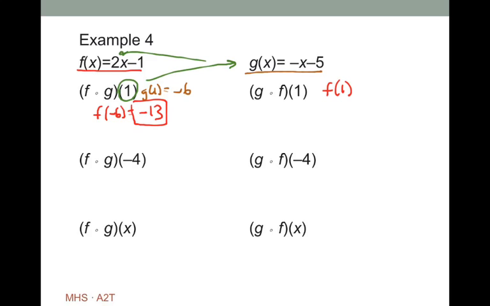Okay, g of f of 1. I take f of 1, plug 1 into the function f, 2x minus 1, and I'm going to get 2 minus 1, which is 1. Take that value, g of 1, plug it into minus x minus 5, I'm going to get -1 minus 5, which is -6. Moving on, g of -4 is -4 minus 5, which is -9.